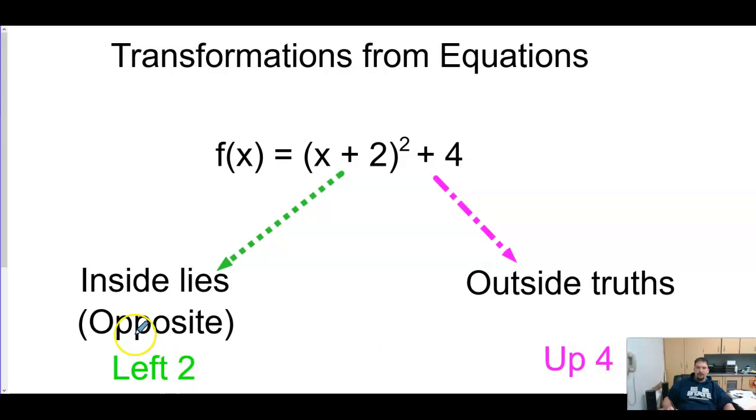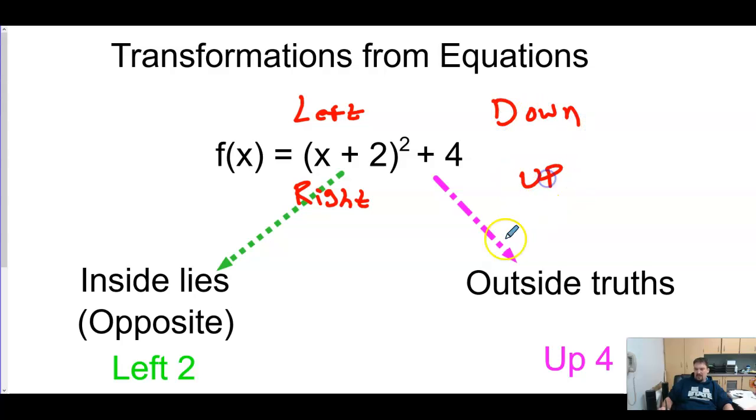It's up 4. Okay? So another key important thing is the inside will always tell you whether you're going left or whether you're going right. And the outside, so outside of the parentheses, will always tell you whether you're going down or whether you're going up. So if it's adding on the outside, it's up. If it's subtracting on the outside, it's going down. And on the inside, remember, it's opposite. So if it's adding, we're actually going left. And if it was subtracting, we'd be going right.